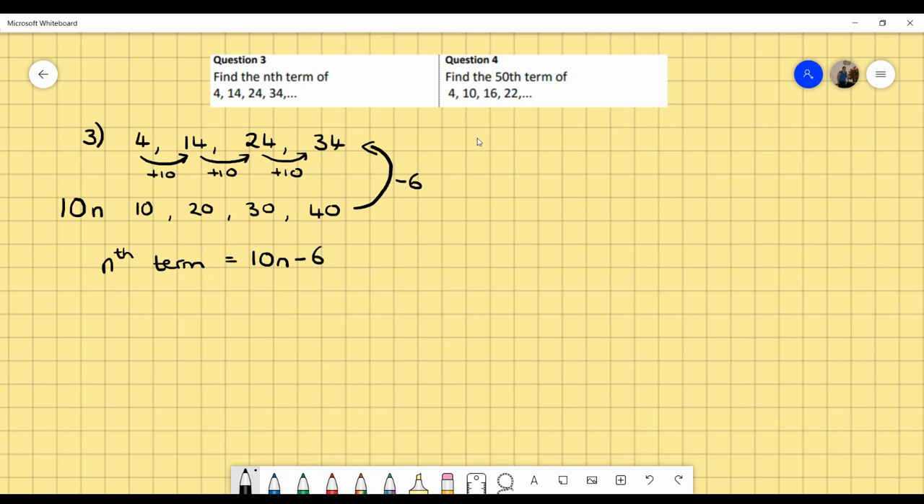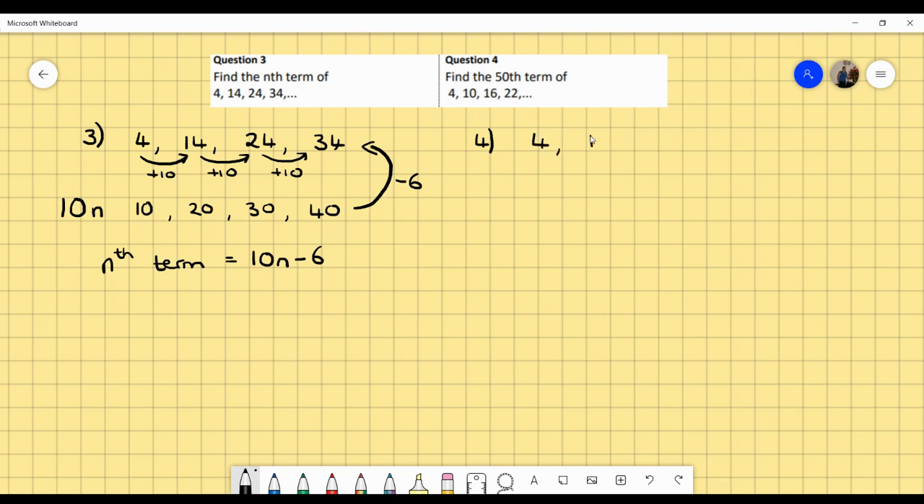If I have a look at question 4, I want to find the 50th term. Now, potentially you can do it the long way and keep writing out the pattern until we get to the 50th term, but that's quite long-winded and painful, and if they ask you for the 150th term, you would be there for a long time. So ideally, you want to find the nth term again.